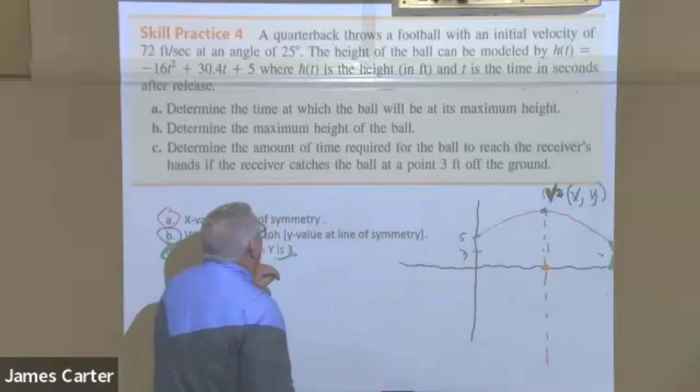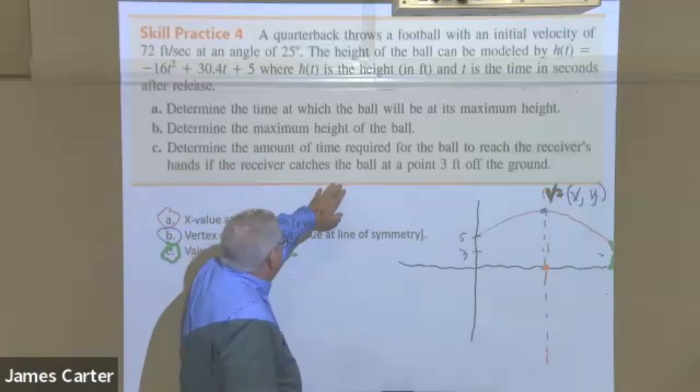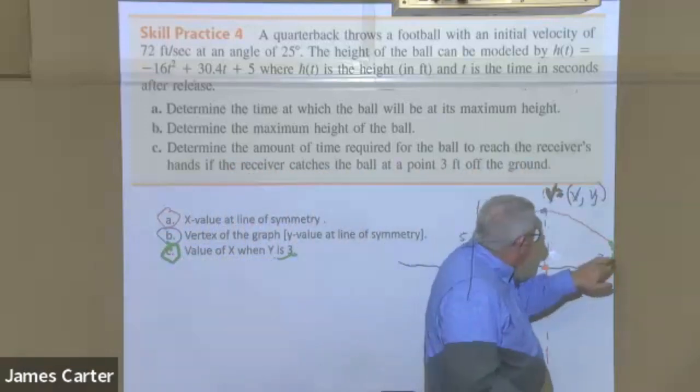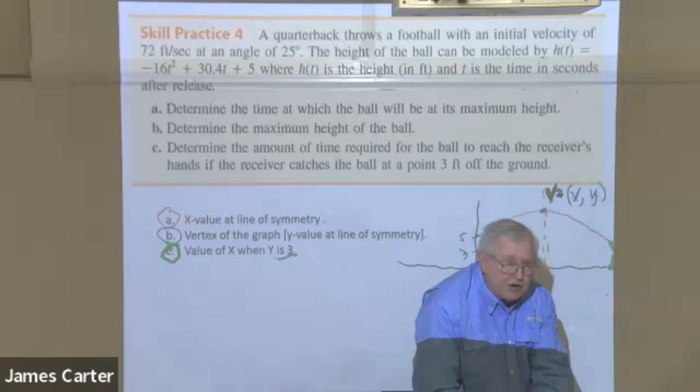Now, what else does it say? How far does it go until Kelsey catches it 3 feet above the ground?